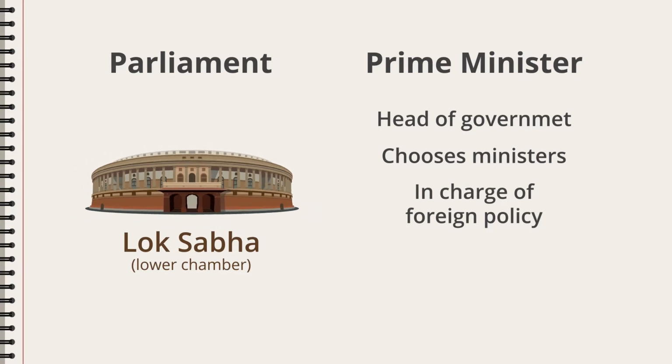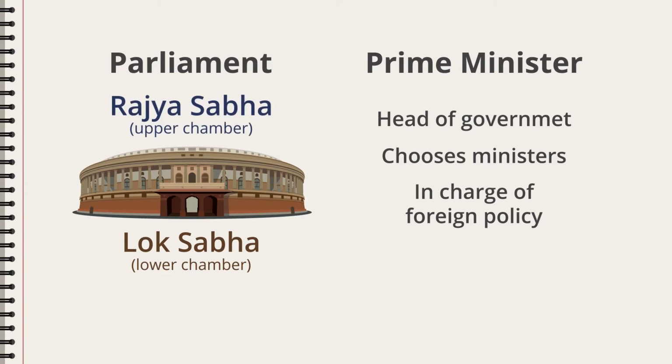In the upper chamber of Parliament, Rajya Sabha, laws can also be written, but only those laws that don't cost the government anything, that don't affect the state budget. Laws that do require use of state money can only be proposed in the lower chamber.